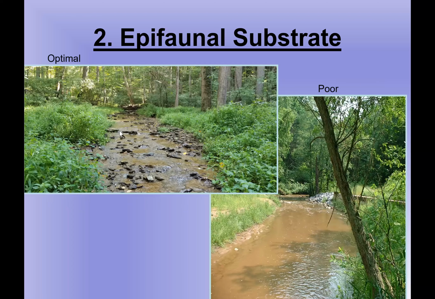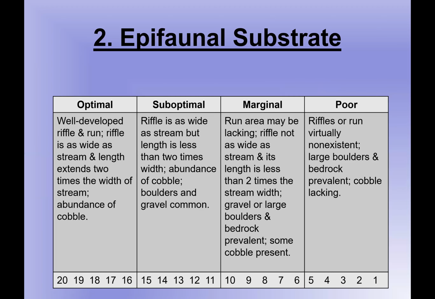Once again, optimal would be something like this, where you have a lot of these rocks and pebbles and areas where they can actually hide underneath. So the epifaunal substrate here is really, really optimal. On this section, it's kind of hard to see, but it mostly looks like mud and sand and silt. There's a couple rocks here and there, but I would probably put this in more of the poor category, not the most ideal. Once again, in the optimal, we want well-developed riffles and runs, riffles as wide as the stream, and length extends 2 times the width of the stream.